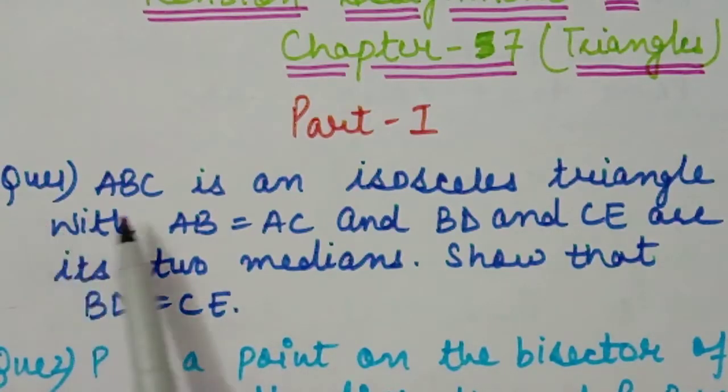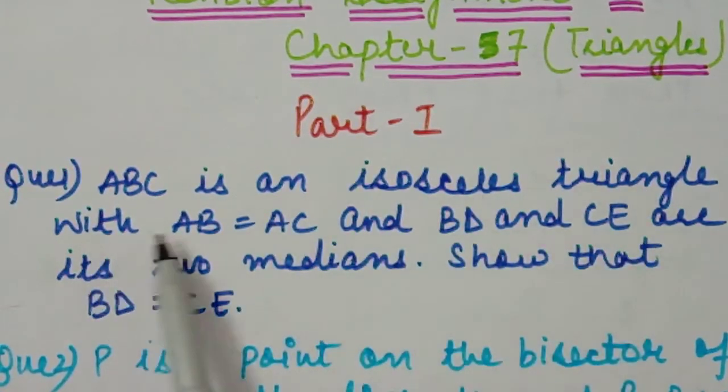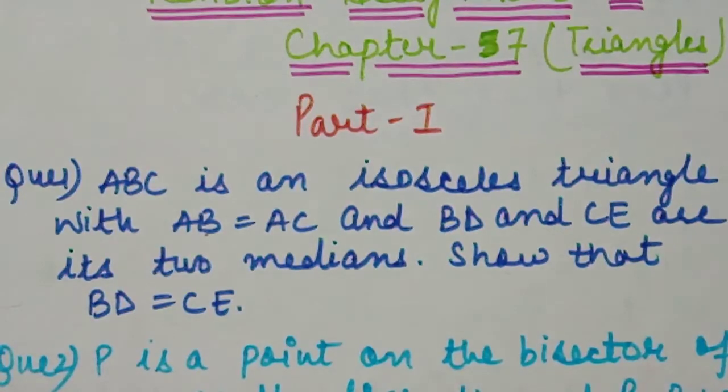First question was: ABC is an isosceles triangle with AB equals AC, and BD and CE are its two medians. Show that BD is equal to CE.